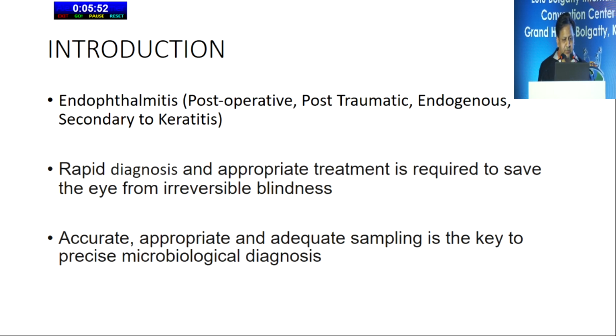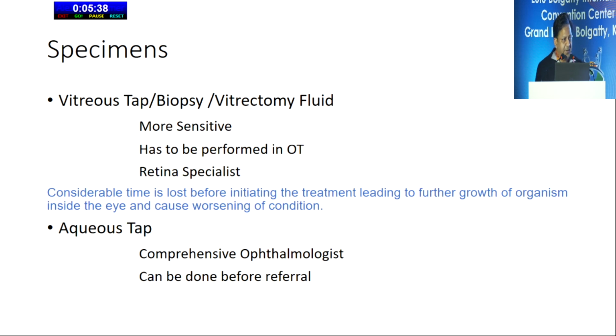Endophthalmitis could be post-operative, post-traumatic, endogenous, or secondary to keratitis. Rapid diagnosis and appropriate treatment is required to save the eye from irreversible blindness. Accurate, appropriate, and adequate sampling is the key to precise microbiological diagnosis. The specimen we can obtain is either vitreous taps, biopsy, or vitrectomy fluid, which are more sensitive, but they have to be performed in the operation theater by a retina specialist.